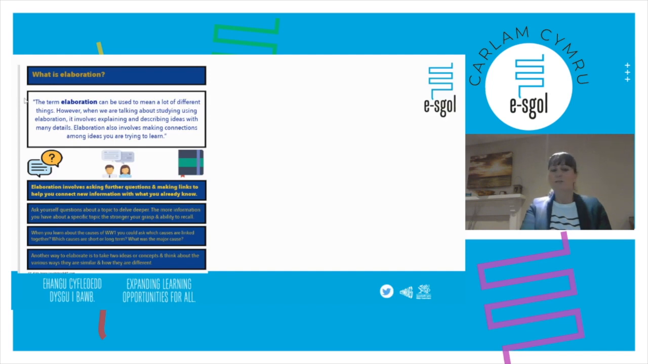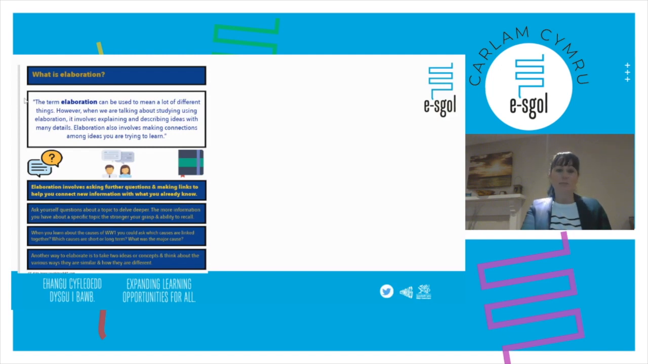And the more information you have about a specific topic, the stronger your grasp and ability to recall will be. So, for example, if you had a question like when you learn about the causes of World War I, you could be asked what causes are linked together. You could then take it a step further. Which causes are short or long term? Which was the major cause out of all of those causes? So you're actually developing your intellect a lot further by elaborating.